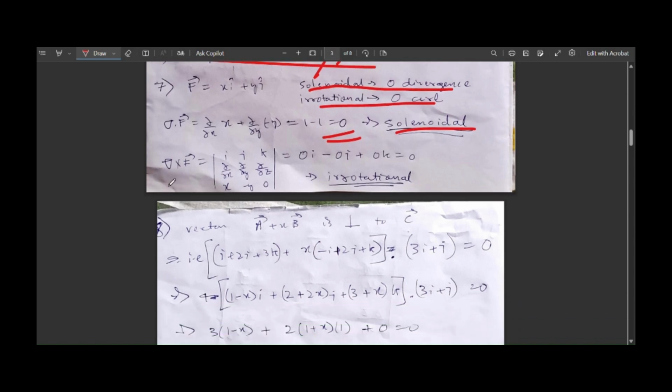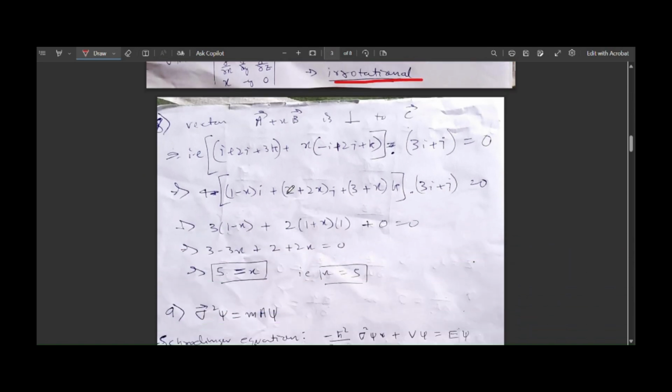So del dot f, we just compute del dot f for zero divergence, and we found that del dot f is 0, hence it is solenoidal. Del cross f, we find the curl, it is also 0, hence it is also irrotational. So hence it is both solenoidal and irrotational.